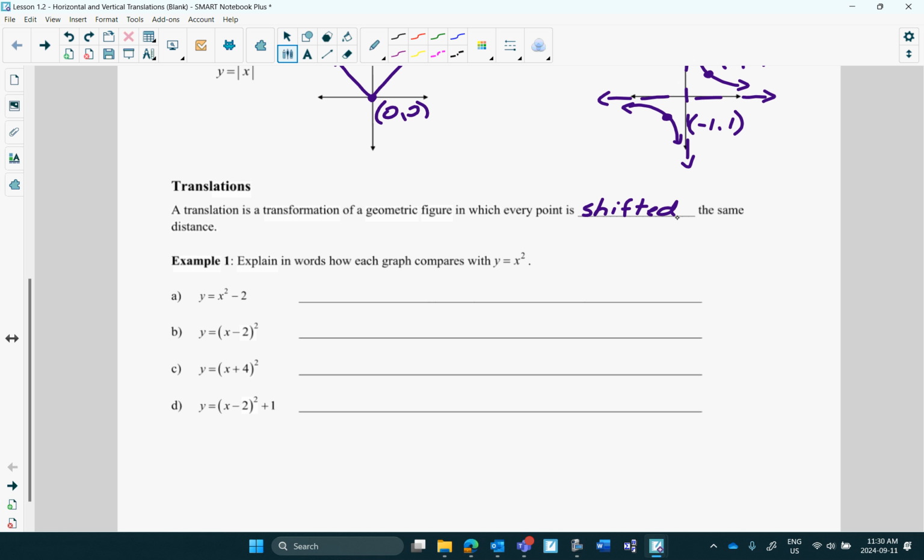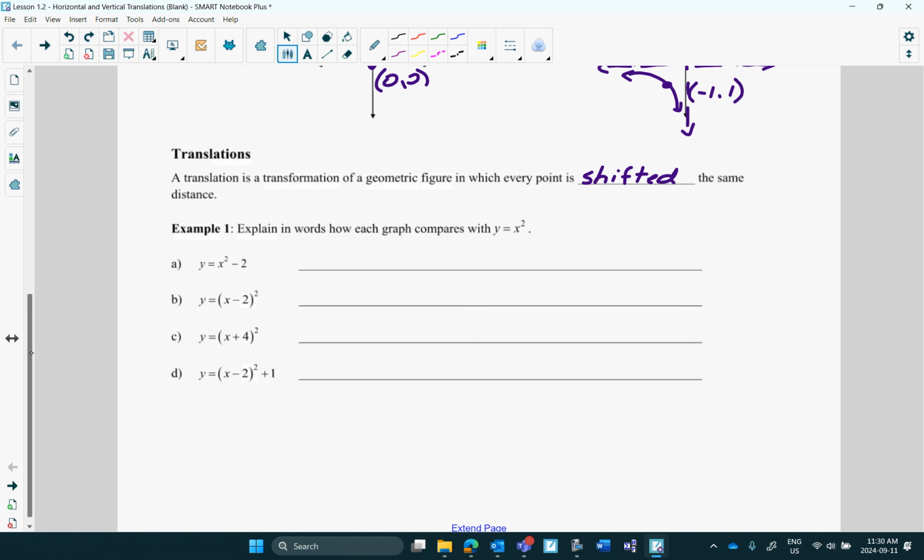And we saw these last year. When we dealt with quadratics, x squared. What happens when there was a number at the end? Did it shift it left or right? How did it shift it? No. Up or down. If it was positive, it went up. If it was negative, it went down. So if it's after the x squared, it's shifted 2 units down.